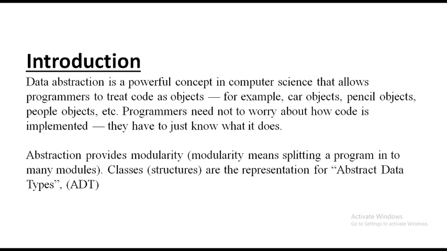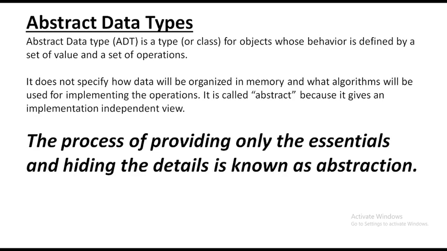Classes in this chapter, classes are also known as structures, and it is the representation of abstract data type. Classes and structures are the representation of abstract data type. How we have used classes in C++, that is also a best example of data abstraction. And next one is abstract data type.